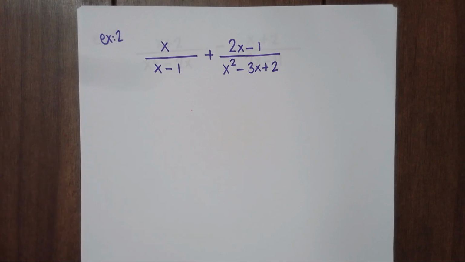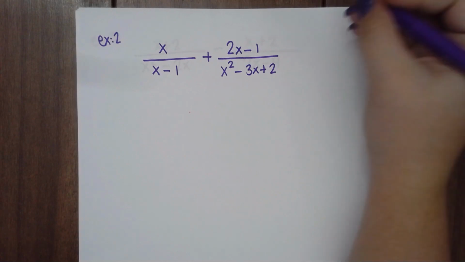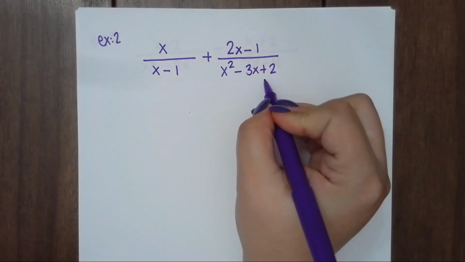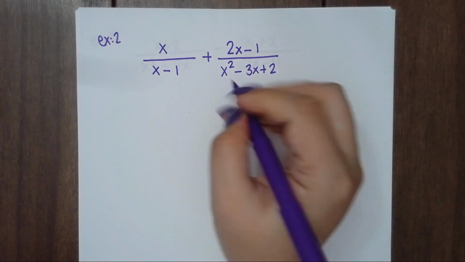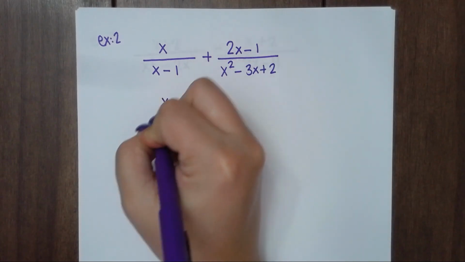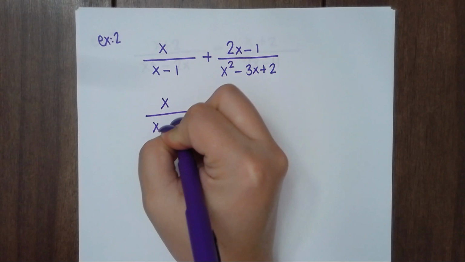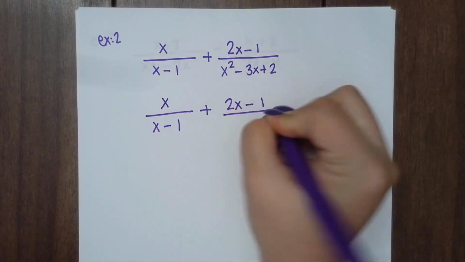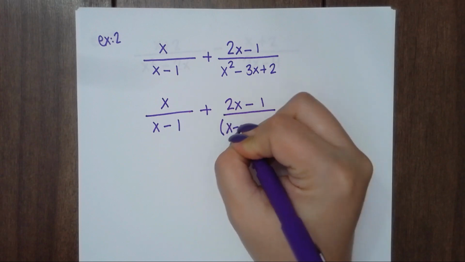The first thing I would always suggest is to see if it factors. And in this case, the denominator here should factor. So we want to factor the denominator. I'm going to leave the first fraction alone and factor the second fraction. This factors to x minus 2 times x minus 1.